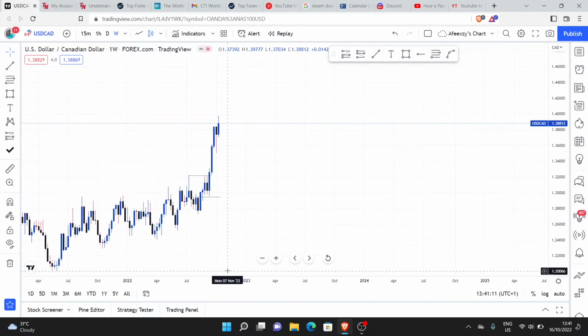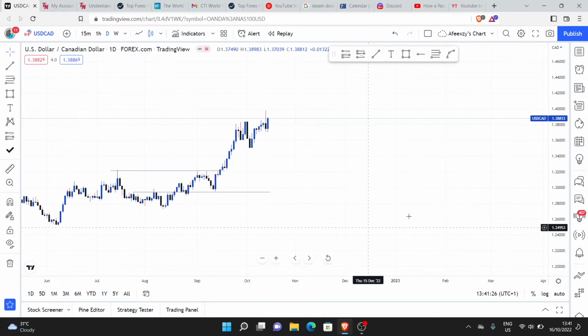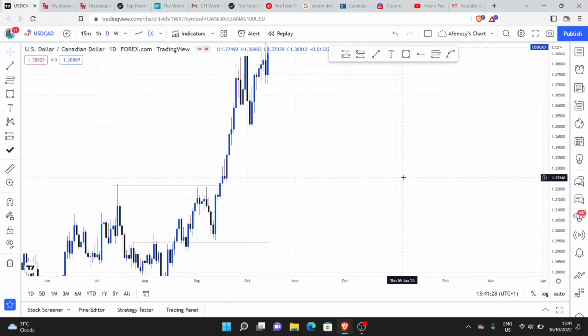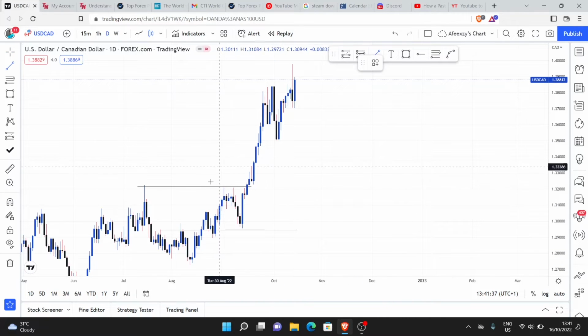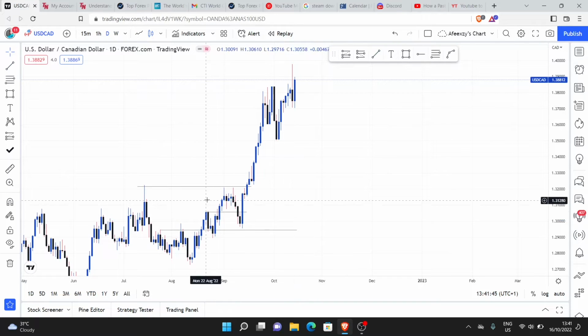Then here is also an OB which wasn't filled, but overall we are still bullish. Now let's go to our daily time frame. On our daily time frame, you can also see that USDCAD has been respecting these OBs here. So you can see that USDCAD has some kind of break of structure, came back to this OB here.